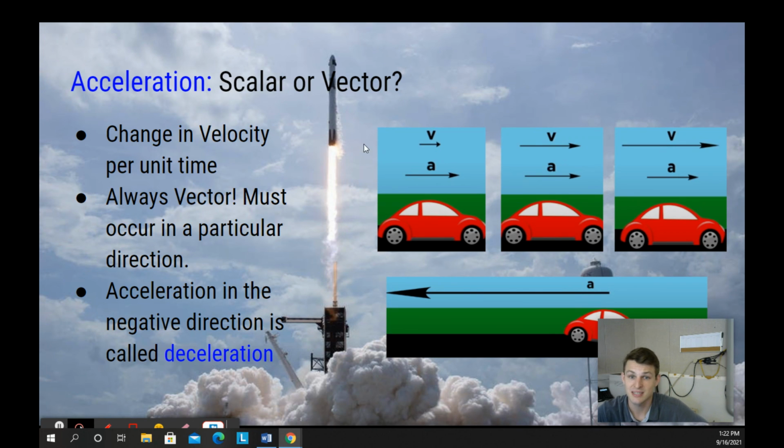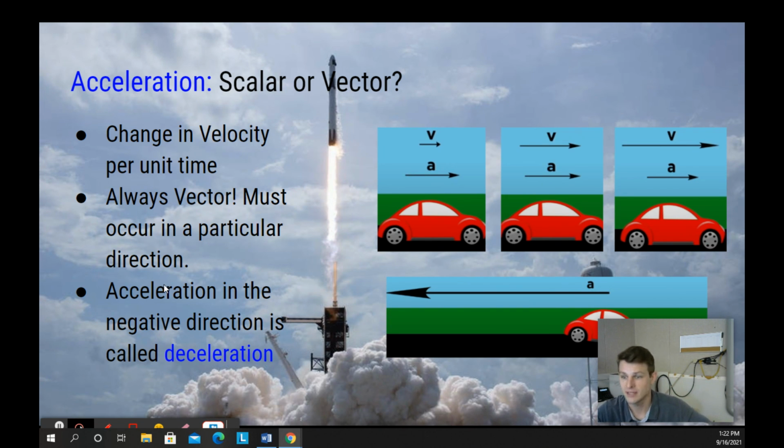So is acceleration scalar or vector? Well, acceleration is the change in velocity per time. So if we measure velocity as a vector measurement with direction, acceleration is going to be the same way. And I said velocity can be negative or positive. So can acceleration. And that's how we get the term deceleration. We're going to talk more about this in the next lesson. But if you're decelerating, you're just accelerating in the negative direction. So that's just food for thought for the next lesson.